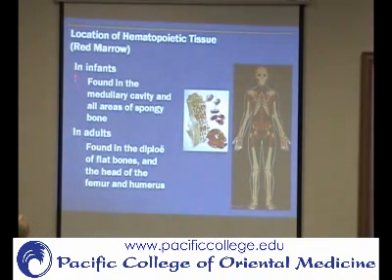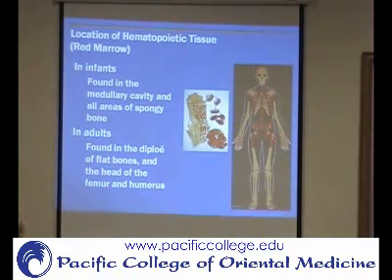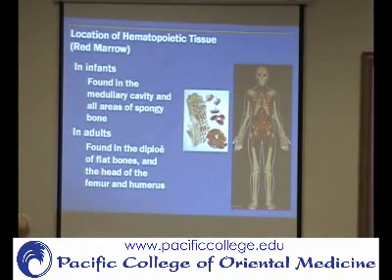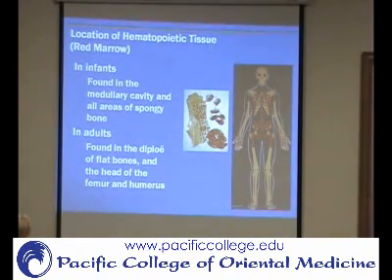So it starts out where you have red bone marrow. In the infants it is found in all the medullary cavities of all the spongy bones. And then as you come into an adult, it's going to be more of the flat bones and the head, a little bit on the proximal femur and humerus, and then, like I said, the ilium, some of the bones of the spine, some of the ribs.